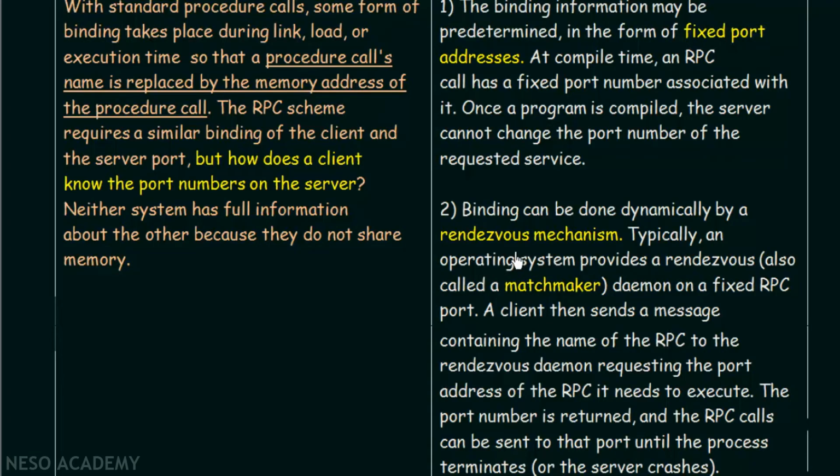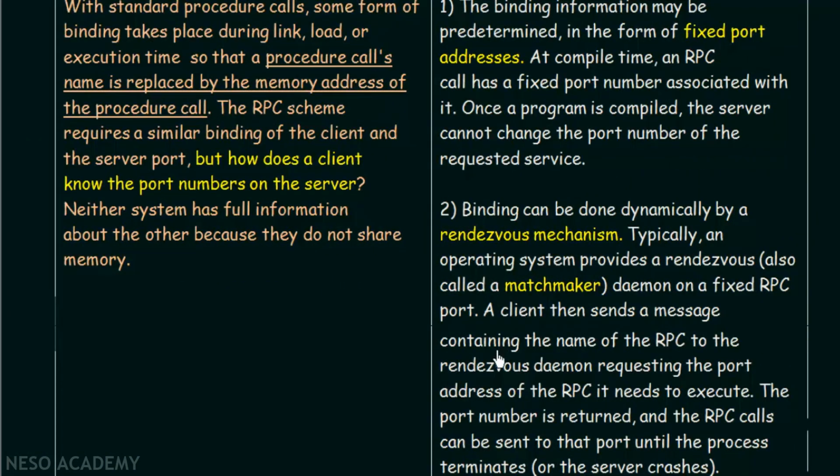So in the second solution, we can do the binding using a rendezvous mechanism. What we mean by this is the operating system provides a rendezvous daemon on a fixed RPC port, and it is also known as a matchmaker. This matchmaker will help us, and let us see how. The client sends the message containing the name of the RPC to the rendezvous daemon, requesting the port address of the RPC it needs to execute.